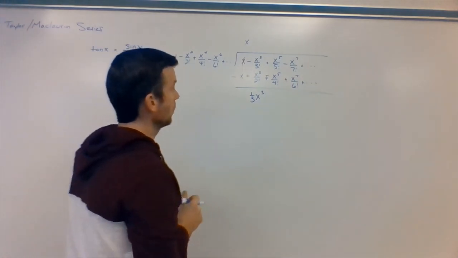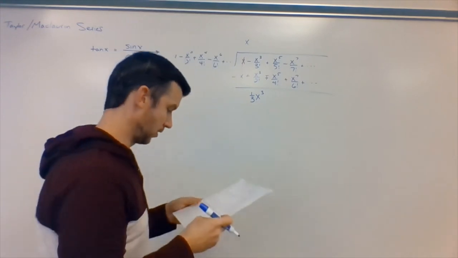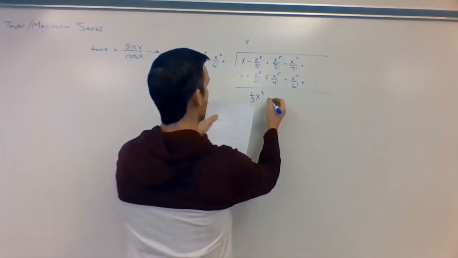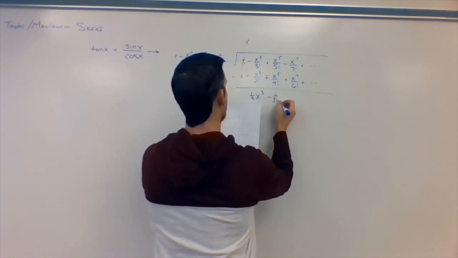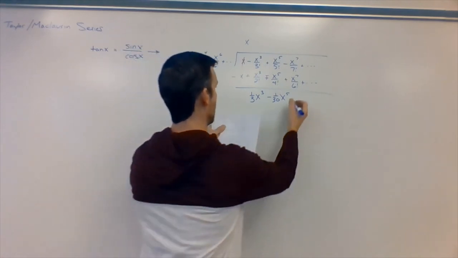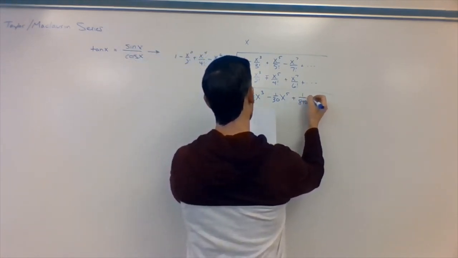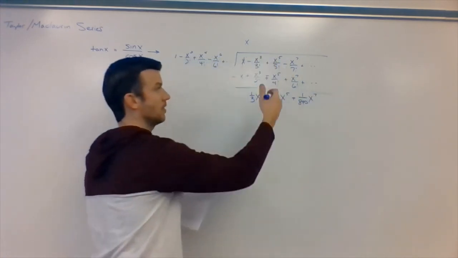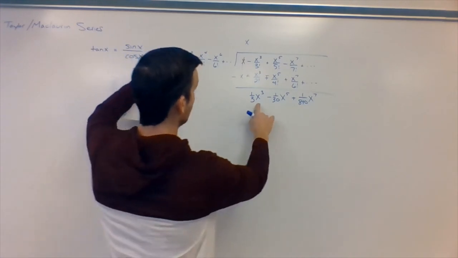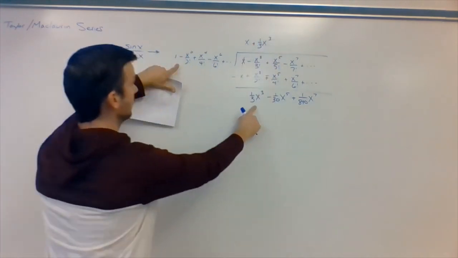Okay. Then we have some fractions that I need help with. So I'm going to go to my notes here. That's going to end up being a negative 1/30 x to the fifth, and then a plus 1/840th x to the 7th. That's what you get when you add and subtract those terms. Now we do it again. 1 times what gives me this? Times 1/3 x to the 3rd. That's how I get that.